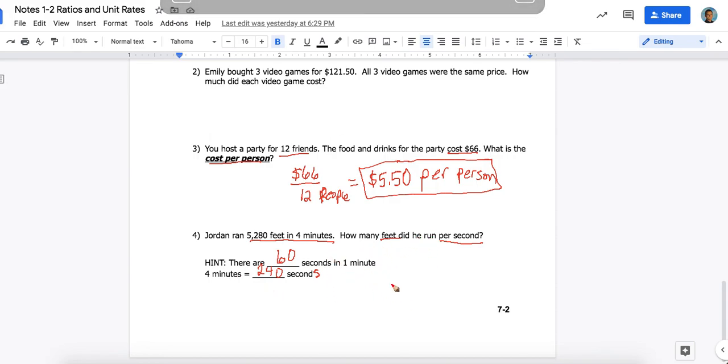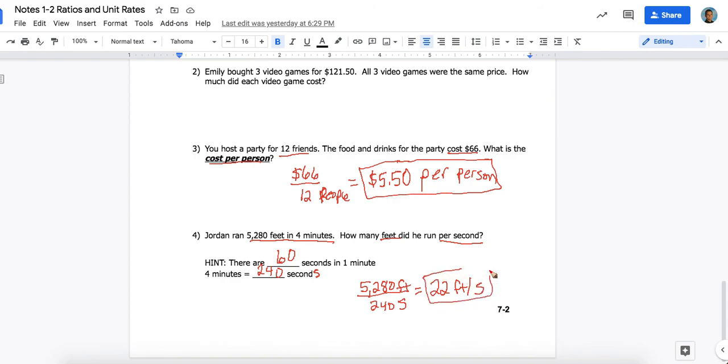So 4 minutes is 240 seconds. And since I want to know feet per second, we're going to take 5,280 feet. And we're going to divide it by 240 seconds. And we're going to get 22. And my label is going to be feet per second. So instead of writing per here, I use that /.